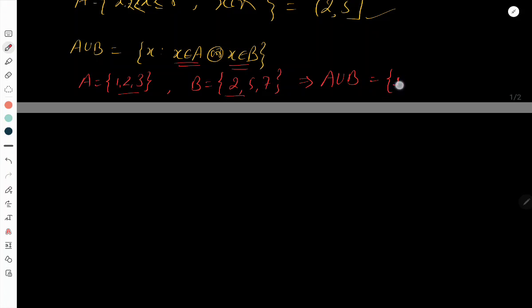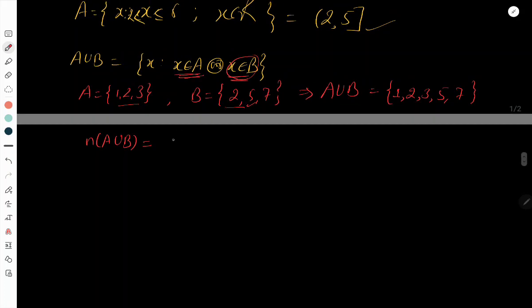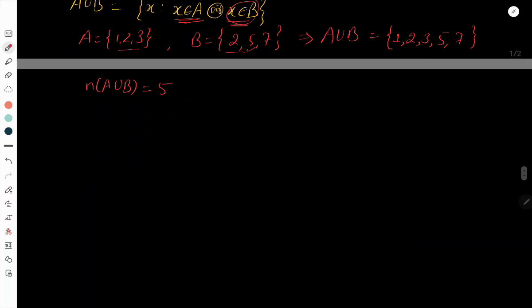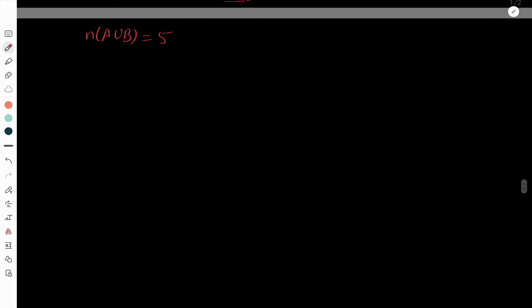So 1 is in the first set. 2 is in the first set and the second set, that is also okay. 3 is in the first set. 5 is only in the second set. It is saying that or means you can write an element of B or an element of A. So 5 will also be there, 7 will also be there. So the number of elements, if I am talking about n of A union B, will be what? That is nothing but 5, the number of elements we are getting here. So A union B, I think, is clear here.